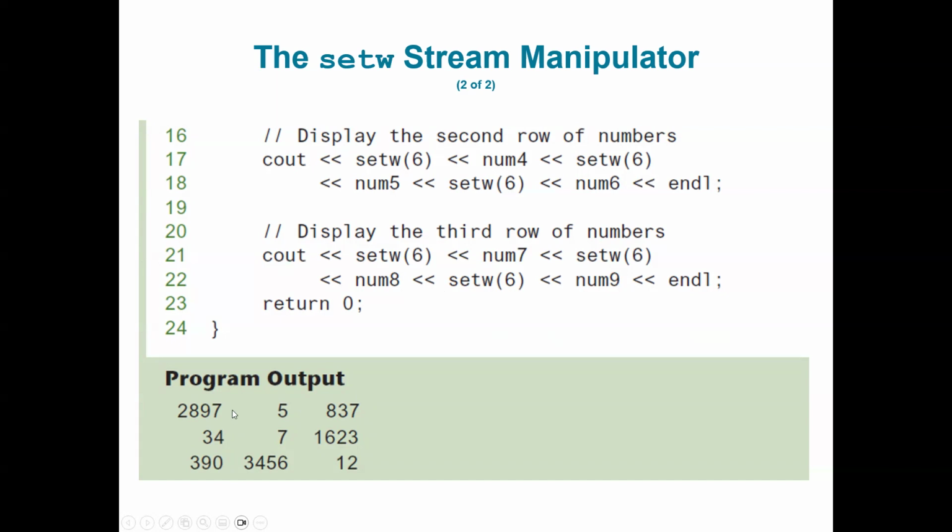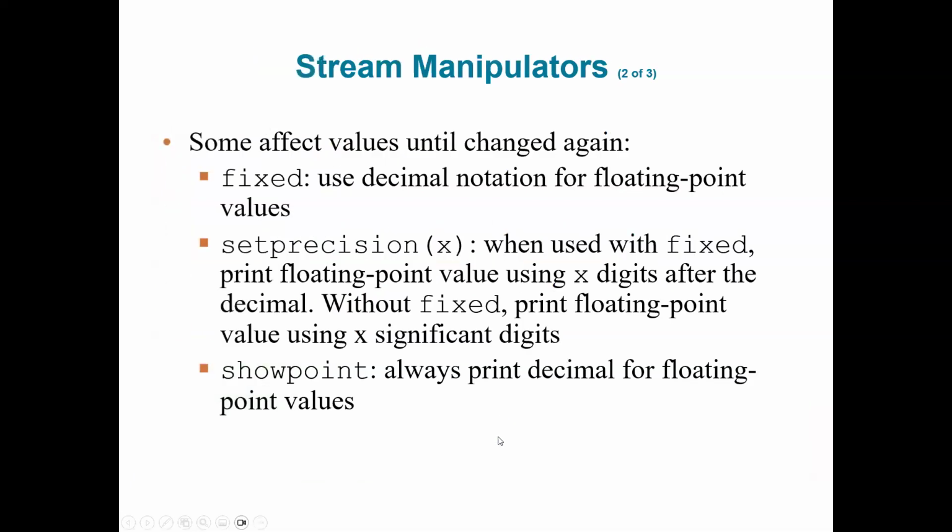So we can see from the output what we mean by 6. It means we can have up to 6 spaces. So you can see the first value, 2897, there are still 2 spaces in front. We can see the 34 starts from the 6th position to the left. So we have 4 spaces before 34, 3 spaces before 390. Here we have 5, so that means we have 5 spaces before 5, only one single digit. Then 3456 is 4 digits, so we have 2 spaces. So again, we can use setw to set the width of what we want to print.